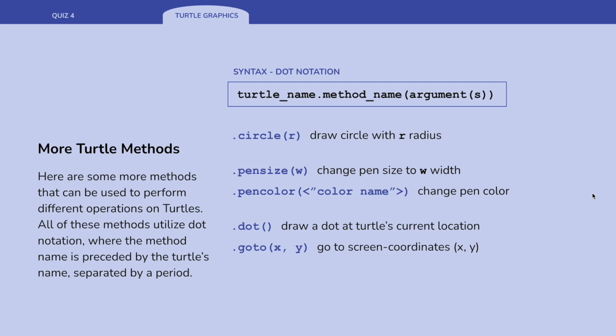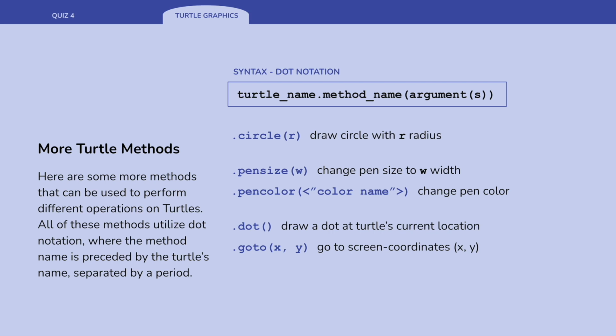Let's talk about a few other methods that are present in the turtle module. These also all use dot notation, just like the ones we had seen a moment ago. And these are just some other things that you can use to draw figures with your turtles. So the first one up here is dot circle, which takes an argument called r. This method will allow you to draw a circle with an r radius.